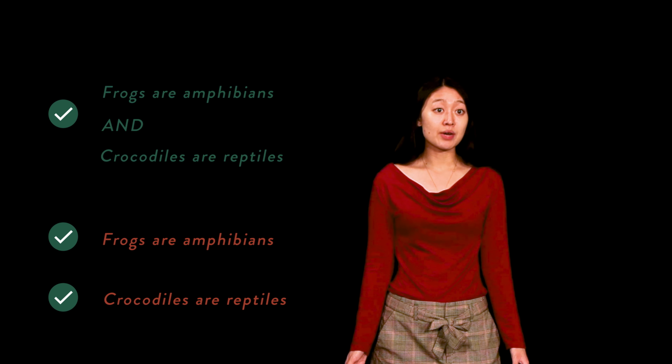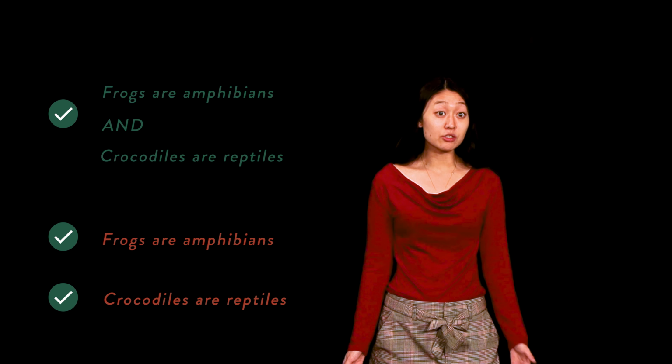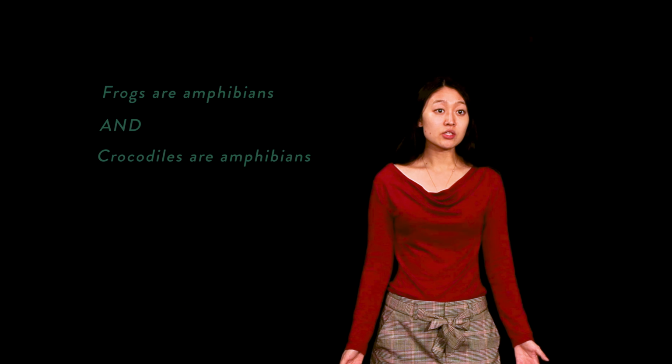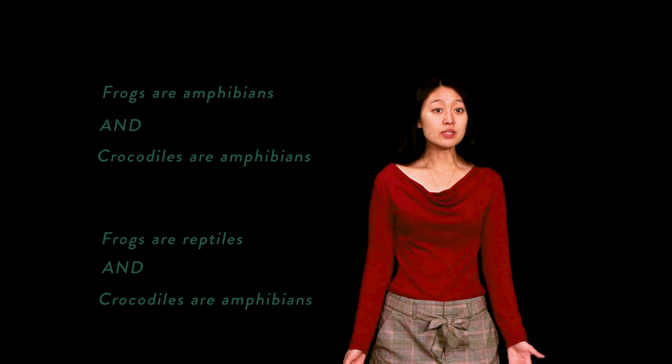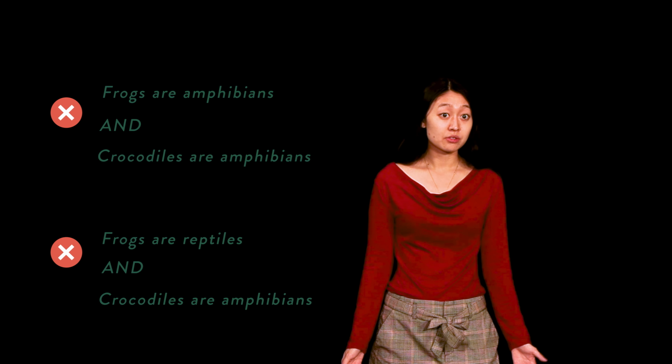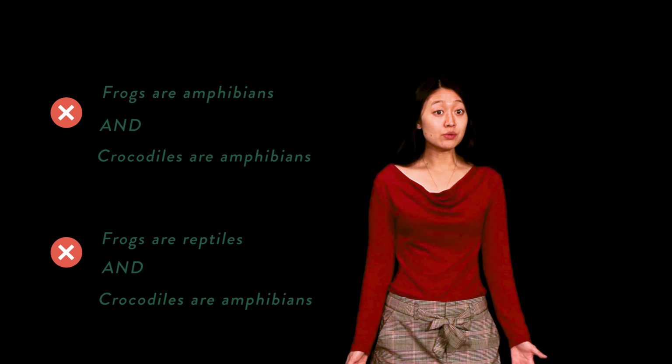But suppose we switch the predicates and make new sentences with the same conjunctions. For example, "Frogs are amphibians and crocodiles are amphibians," and "Frogs are reptiles and crocodiles are amphibians." Both of these conjunctive propositions turn out to be false. The first is false as its second subproposition is false. The second too is false as neither of its subpropositions are true.